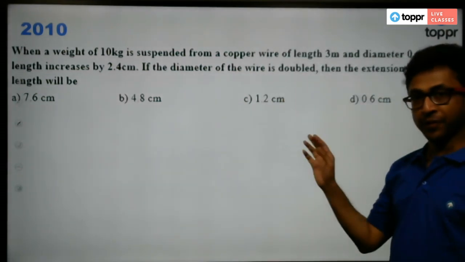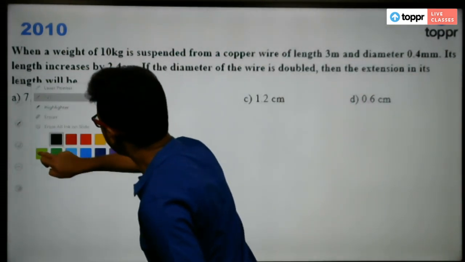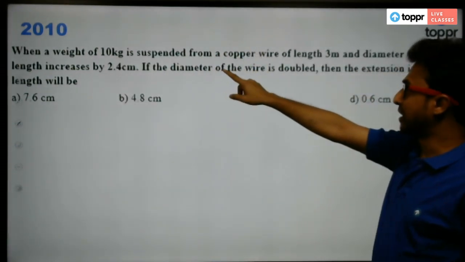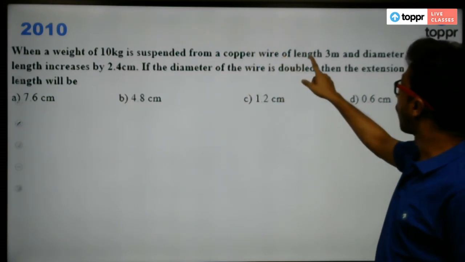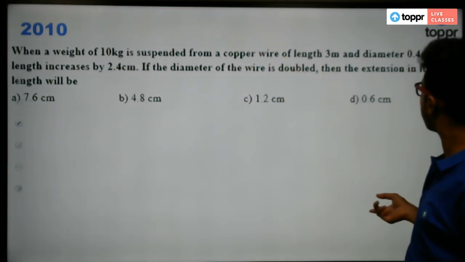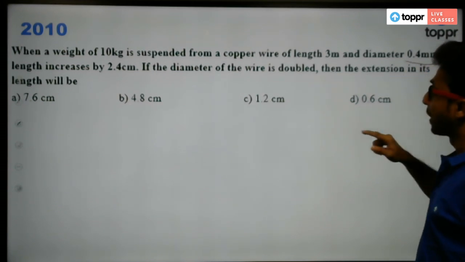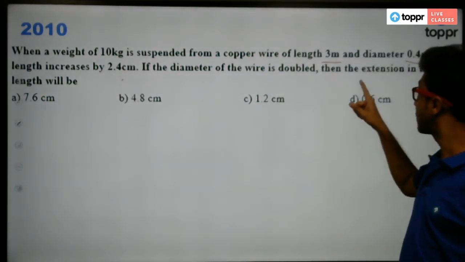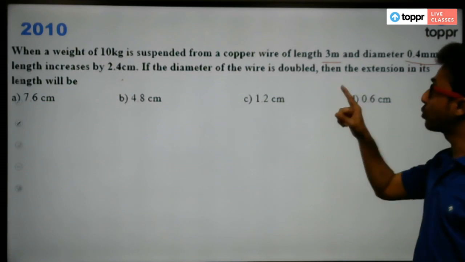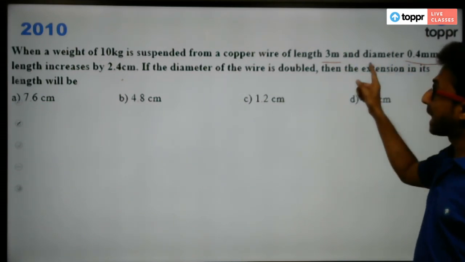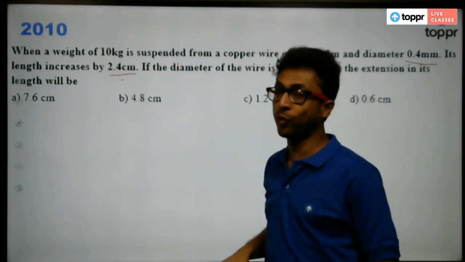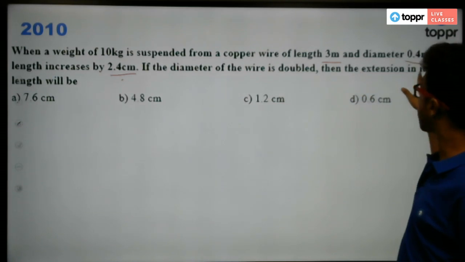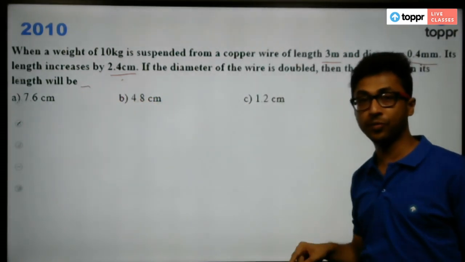Okay, first problem I'm reading. When a weight of 10 kg is suspended from a copper wire of length 3 meter and diameter 0.4 millimeter, we need to keep in mind the units. Its length increases by 2.4 centimeter, right? If the diameter of the wire is doubled, then the extension in its length will be?